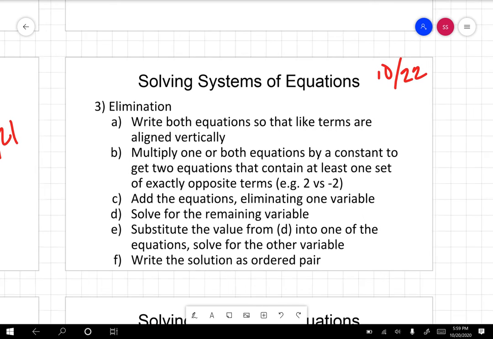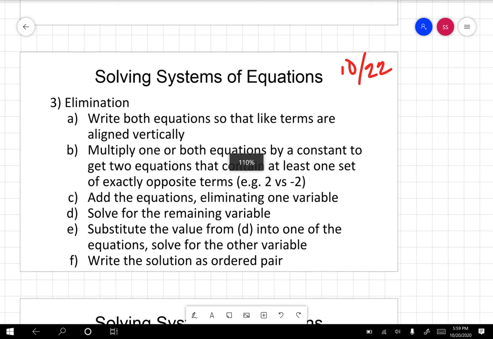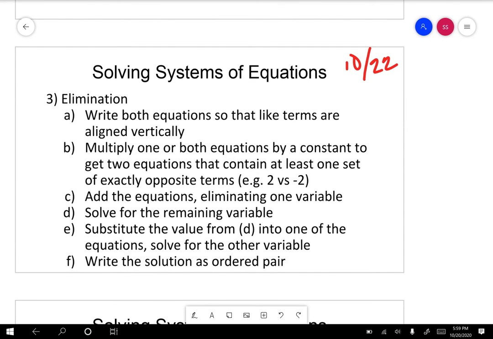So these steps are again in your printed notes from a couple weeks ago that I gave you. If you lost them, they are posted online, or you can just screenshot this display right now, and there's your steps. So I'm going to go over this generally first, and then we'll jump into it with examples. The first step would be to write both equations so that the like terms are aligned vertically.